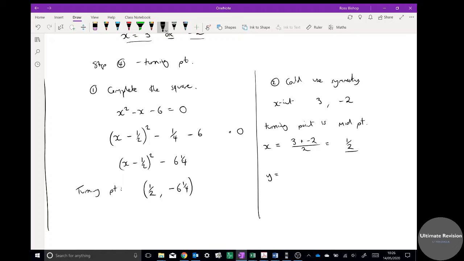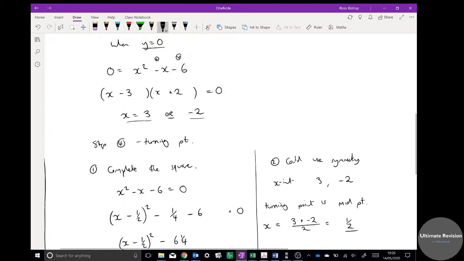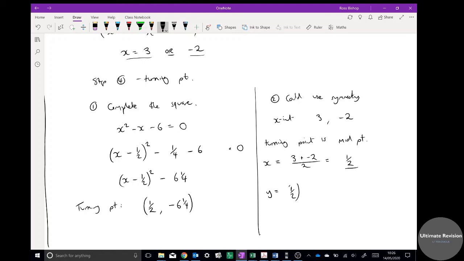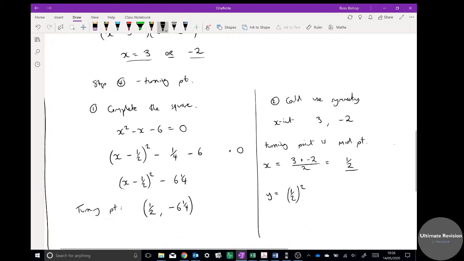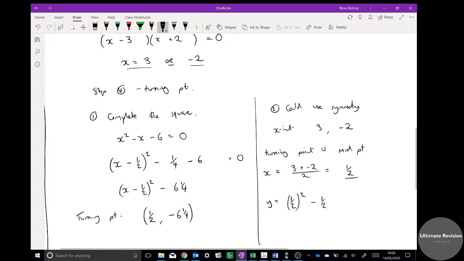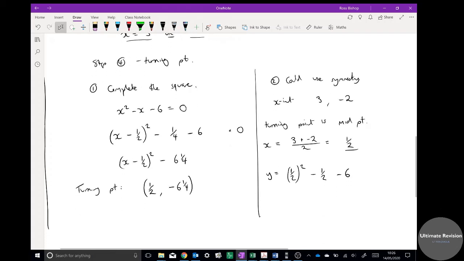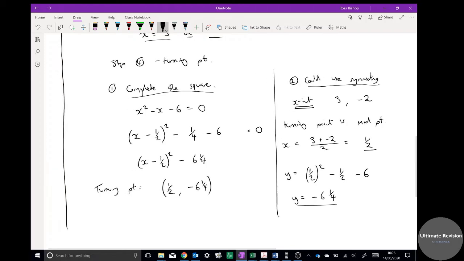To get y, I can just input that back into the equation. So y is going to equal half squared minus a half minus 6. And I end up that is going to be minus 6 a quarter. So I get the same value. So you can either use completing the square, or you can use symmetry once you've worked out the x-intercepts. There is a third option called differentiation, but we're not going to look at that just yet. But these two options always work for quadratics.